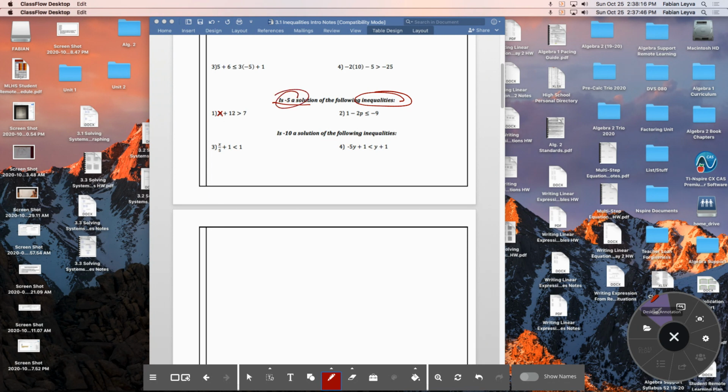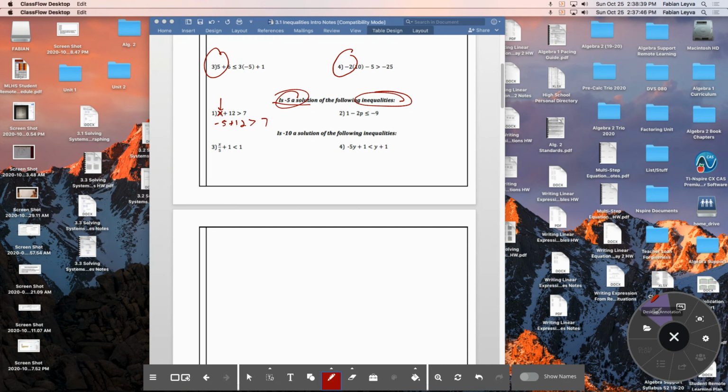Now, why did I choose negative 5? Because that is what the directions told me. I'm going to substitute negative 5 in for x. So instead of writing x this time, I'm going to write a negative 5. And then I'm going to add 12 to see if it's greater than 7. Now, I want to see the step. I want to see you substituting before you start actually testing it, just like the problems we did up here.